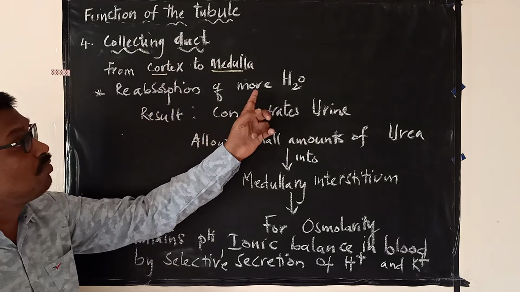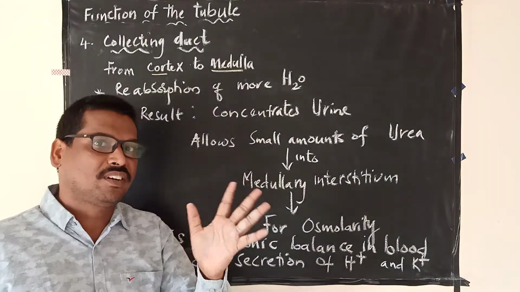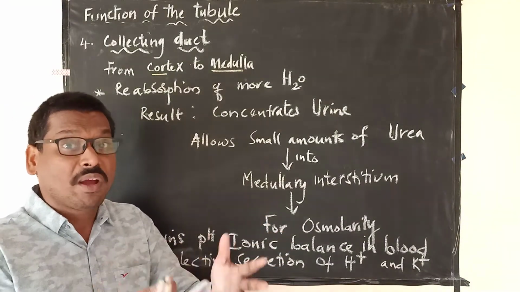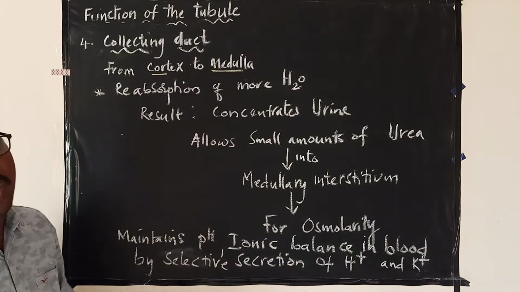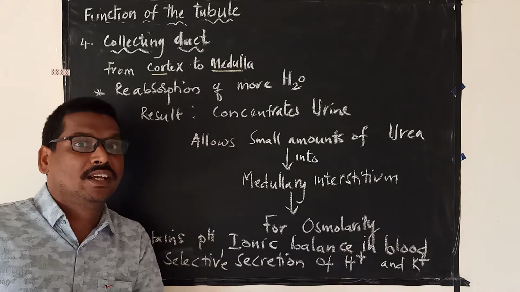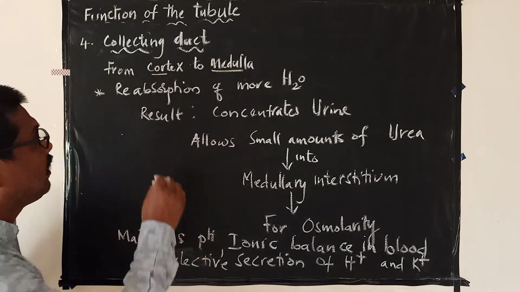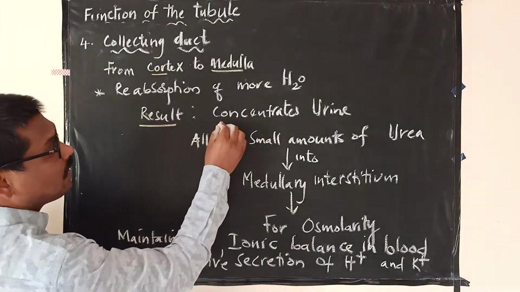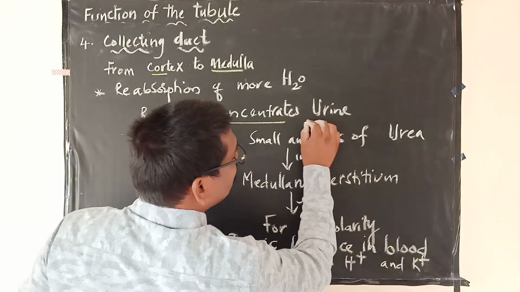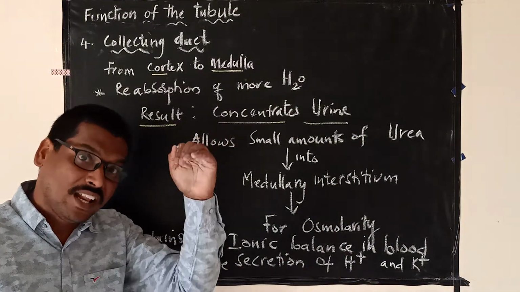Helps in reabsorption of more water, which means from the filtrate, as we said, more water will be reabsorbed. When more water is reabsorbed back into the blood, what happens now? It is retaining only the electrolytes, and what result does it lead to? It concentrates the urine. Concentration of the urine increases because the urine is containing less water.